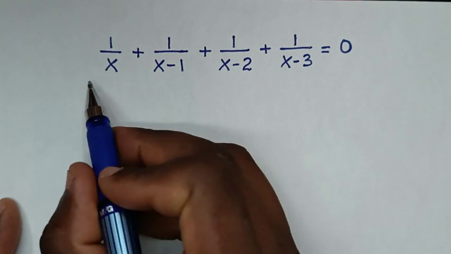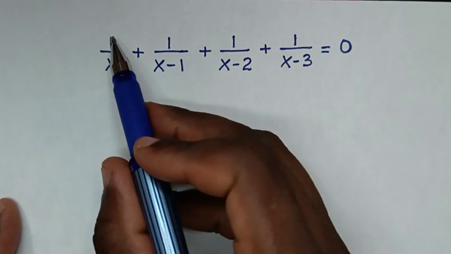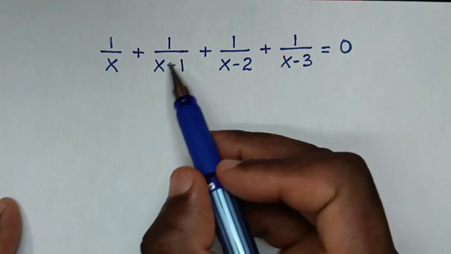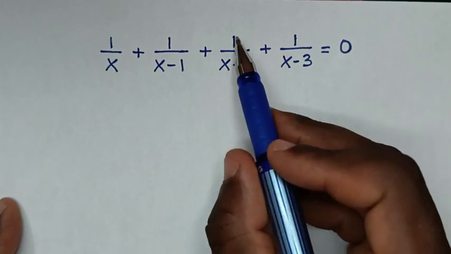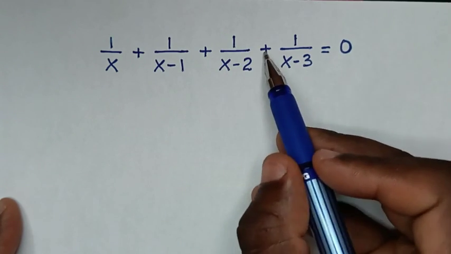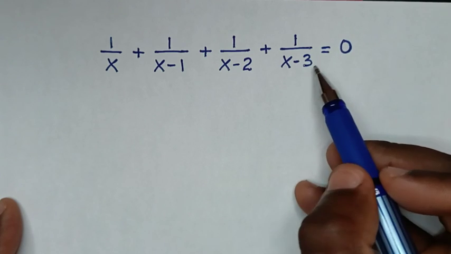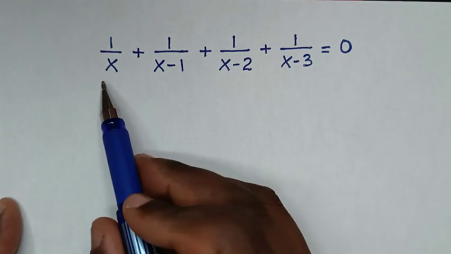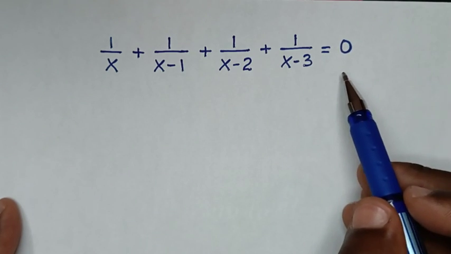Hello, you're welcome to solve this math problem, which is 1 over x plus 1 over x minus 1 plus 1 over x minus 2 plus 1 over x minus 3 is equal to 0. To find the values of x from this equation.